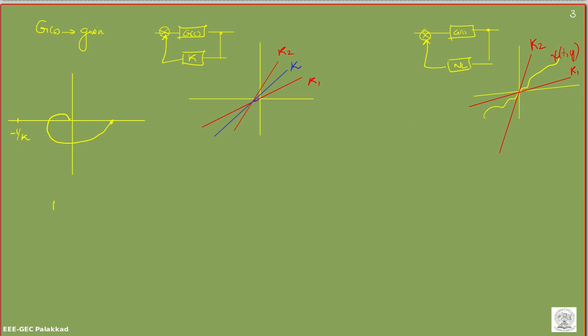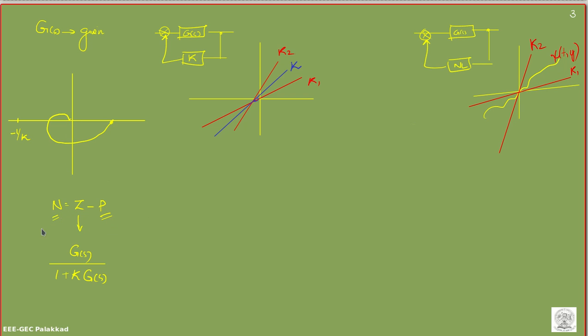So what is the relation? N is equal to Z minus P. If P is equal to 0, then N should also be equal to 0, so that Z becomes 0. Okay, so that is what we should have. Z is the number of closed loop poles of the whole system. That means Z is the poles of G(S) by 1 plus k into G(S). In order to have Z equal to 0, if G(S) is stable or Hurwitz, then P is equal to 0. In that case, the number of encirclements should be equal to 0.